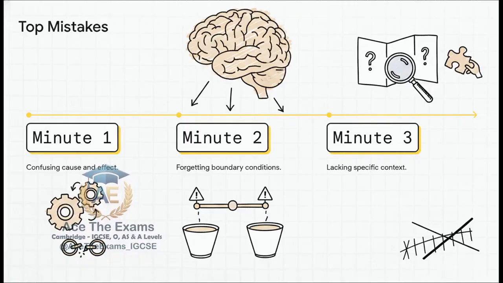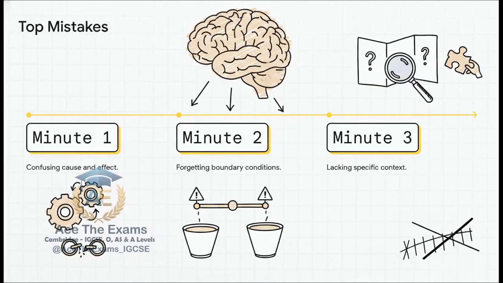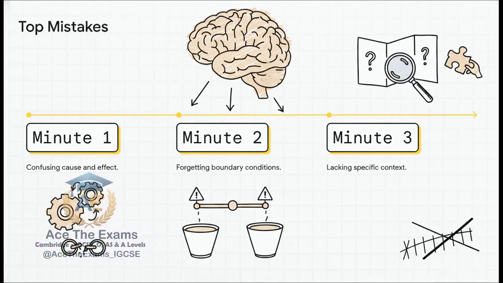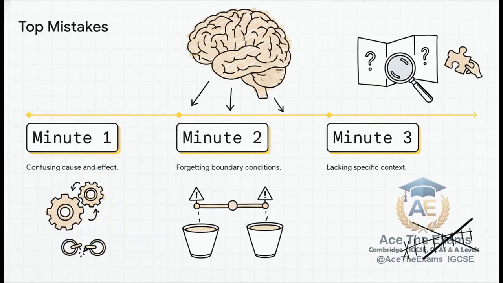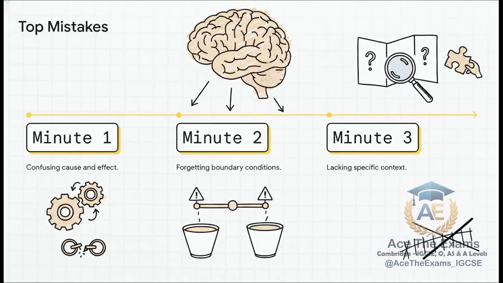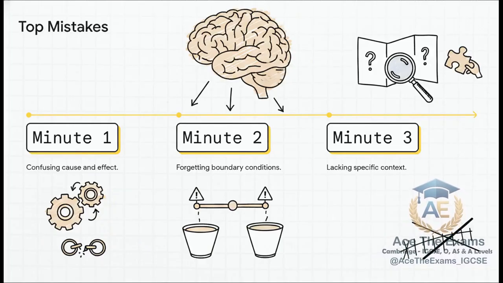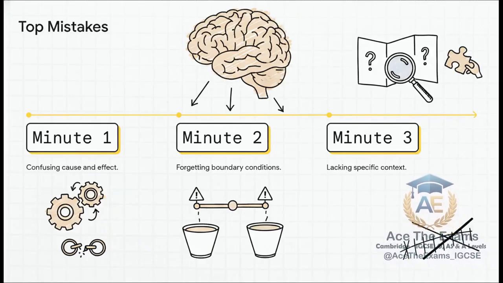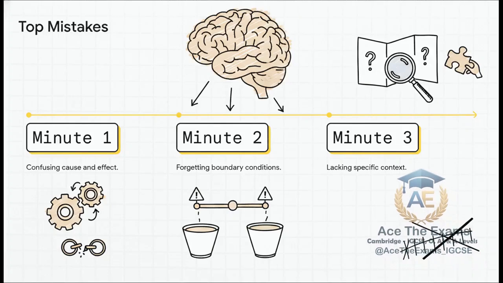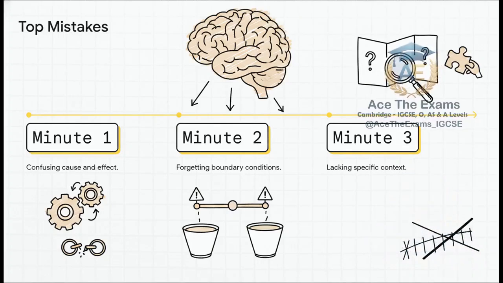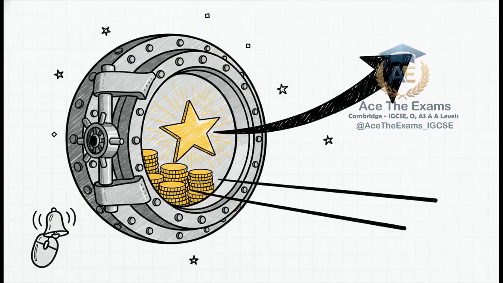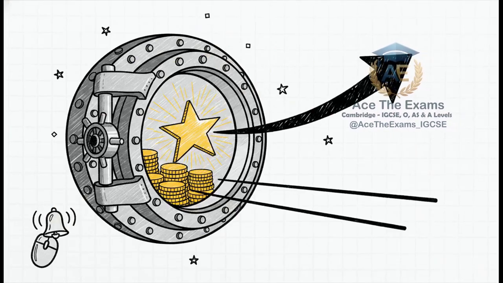Warning 2, forgetting boundary conditions and edge cases. When you're analyzing data or evaluating a scenario, it's so easy to forget to mention what happens at the absolute limits. What happens when a buffer is exactly full or completely 100% empty? Examiners look for those edge cases. Warning 3, as we just heavily discussed, lacking specific context. These 3 errors alone account for immense point loss globally every single year. Don't be the student who triggers these alarms. The blueprint is complete. The heist is planned.